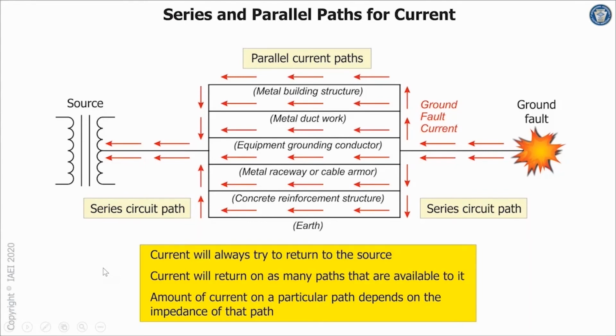So the wording that's used in a number of different training programs is current always tries to return to the source. And I think about it as, well, I start with a voltage source, and there's a voltage between those two. So the only time I'm going to have current is if current goes out and it comes back to this point. Current doesn't go out to some point and just disappear into the earth. So I need a complete circuit. And that applies to both my normal circuit conditions and also under ground fault conditions.